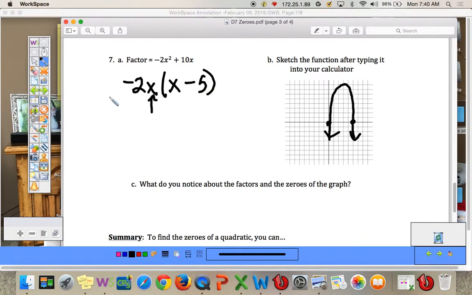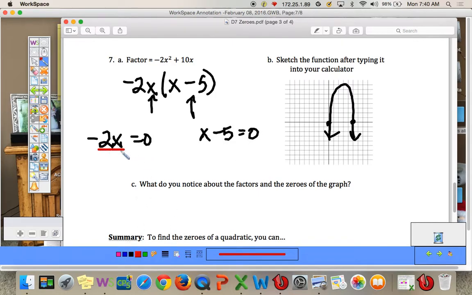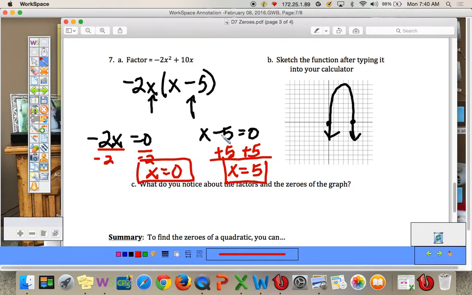So what I mean by that is here we factor it, and let's see what makes negative 2x equals 0, and what makes this other factor x minus 5 equals 0. Well, here, if we solve for x, we divide by negative 2. So one of our zeros is at 0. And one of our zeros is the opposite of negative 5, or at 5. And the reason is 5 makes this a 0. So again, we're looking for where this is 0. We can set each equal to 0 and solve.